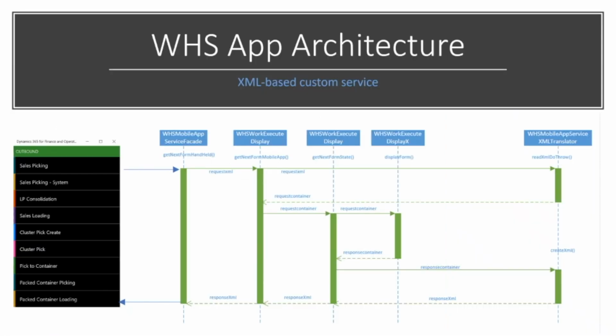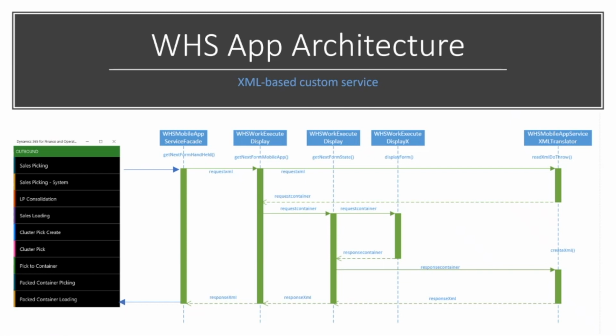To really understand what we're doing with this framework, it's important to peer behind the curtain a bit and see exactly how the mobile application is operating. The mobile app itself does not have a lot of client-side logic built into the system. It's largely a shell that makes heavy use of the server-side processing in Dynamics 365. The mobile app sends XML to a custom service endpoint, at which point the WHS work execute display class hierarchy takes over and executes the state machine logic.